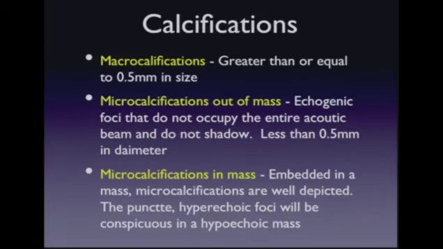For calcifications, we look at macrocalcifications, and these are greater than or equal to 0.5 millimeters in size, and these calcifications usually shadow. We can have microcalcifications outside of a mass, or we can have microcalcifications within the mass. And these small microcalcifications outside of a hypoechoic mass are very difficult to identify because they do not shadow. However, if these microcalcifications are in a very hypoechoic mass, they are often seen as punctate foci within the lesion.